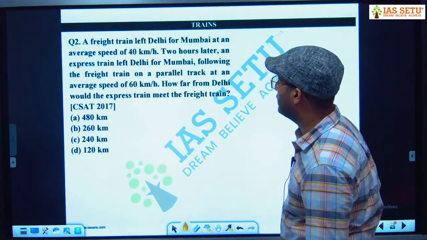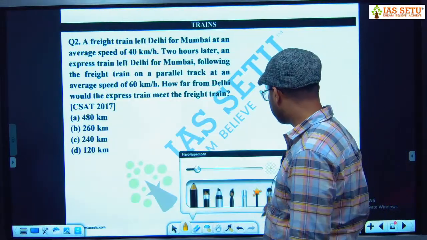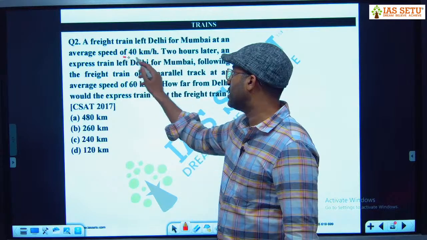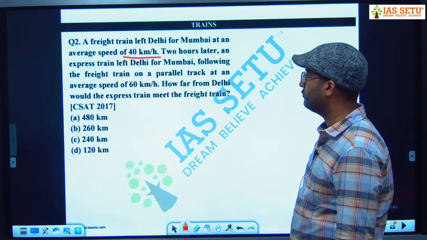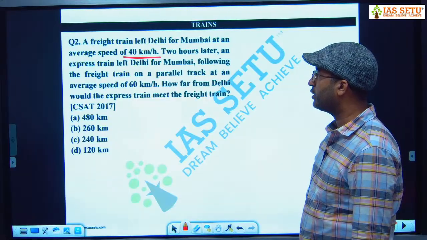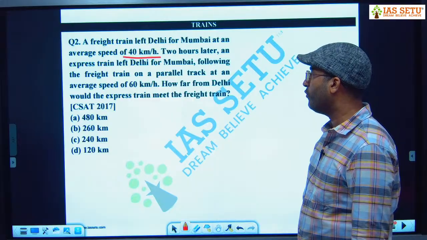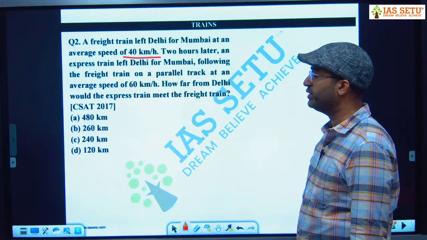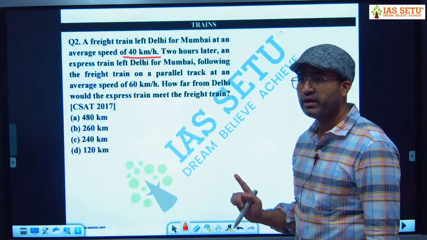A train left Delhi for Mumbai at an average speed of 40 kilometer per hour. एक ट्रेन दिल्ली से मुंबई की तरफ निकली 40 की स्पीड से। 2 hours later, an express train left Delhi for Mumbai following the freight train on a parallel track at an average speed of 60 km per hour. How far from Delhi would the express train meet the freight train? Similar question I have dictated. What concept will help you?